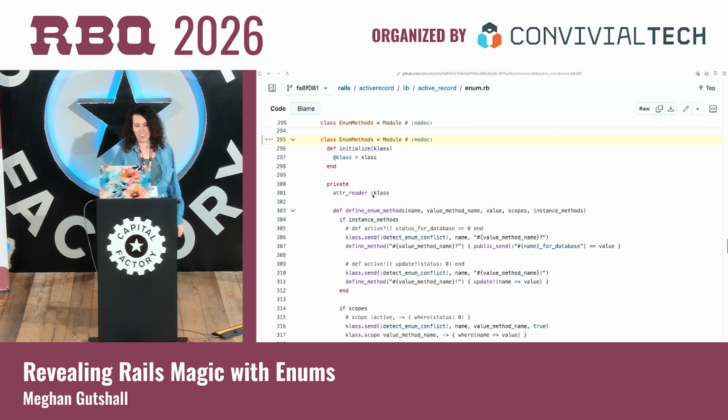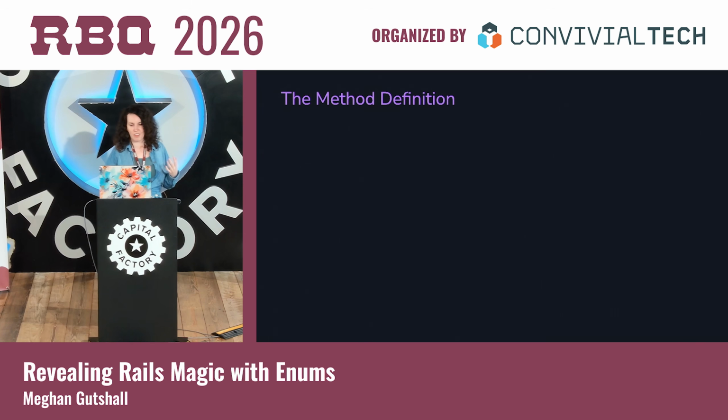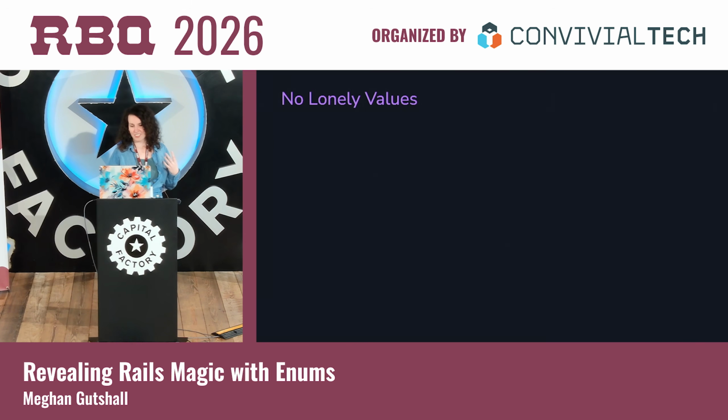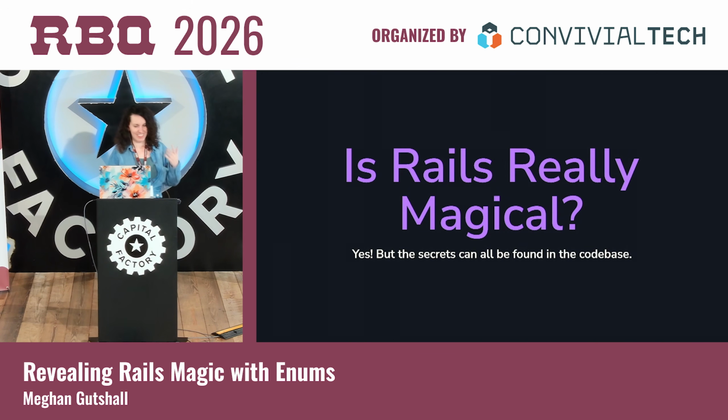So this just fascinated me. I wanted to know all about it. So these are slides I made in case I talked too long and didn't get in there, but hey. This is the question I wanted to answer. Is Rails really magical? Totally, yeah, yes, it is. Tell me I'm wrong. But we can find the secrets to the magic in the code base, and that's what I love about it.